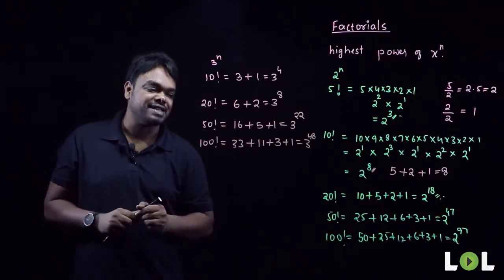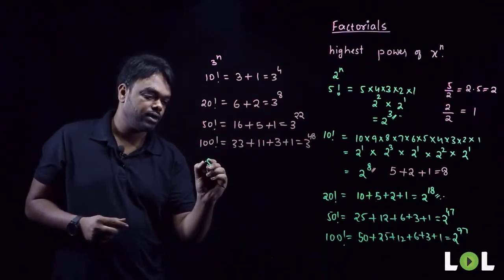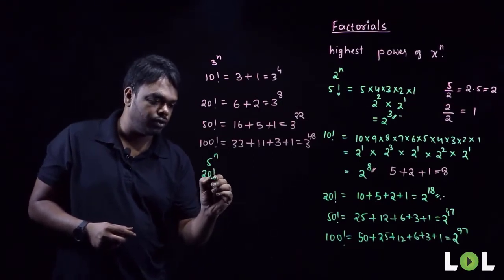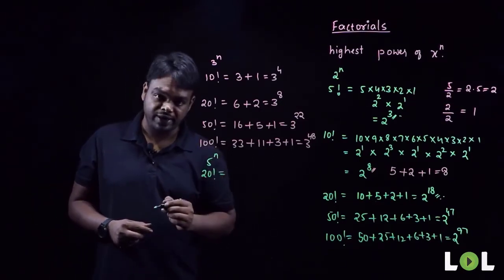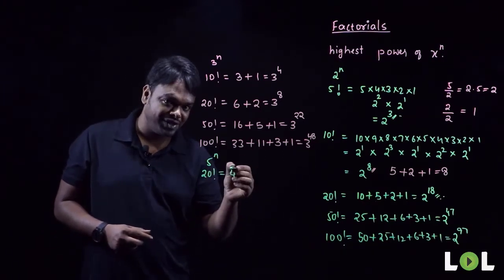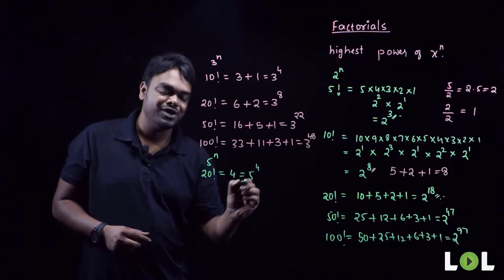Let us consider one last example. 5 factorial. 5 power n. So directly let's say we shall start with 20 factorial. 20 by 5. What do we get? 4. Can we divide further? No. So that becomes 5 power 4.